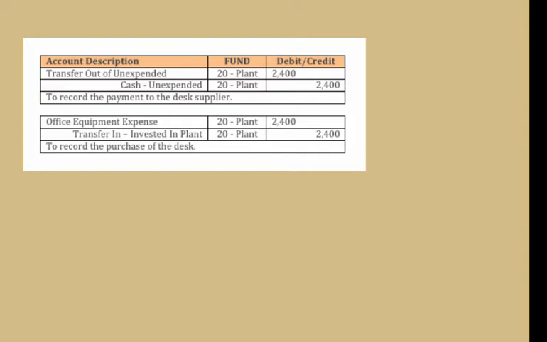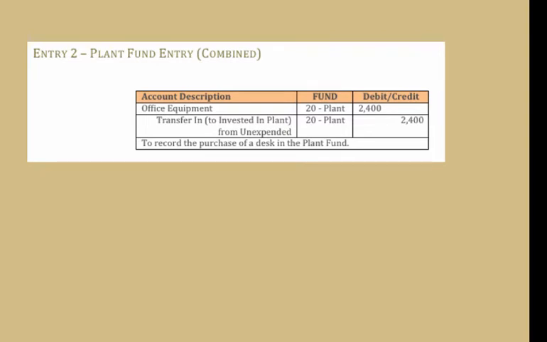But we still aren't finished. The final entry that we need to make in the plant fund side for this particular purchase would be a debit to the office equipment expense account in the plant fund and the credit to transfer in the invested in portion of the plant fund. And this entry records the actual purchase of the desk. This is also when the desk would be set up in the asset record. So these are the conceptualized or idealized entries, and understanding them is going to help you understand the more streamlined Sun Plus method of recording this process.